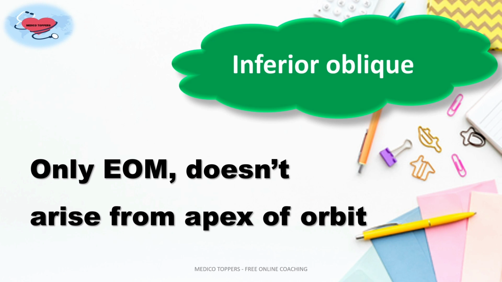Also, the only extraocular muscle which does not arise from the apex of the orbit, answer is inferior oblique. So inferior oblique is stargazer's muscle, and it also does not arise from the apex of the orbit.